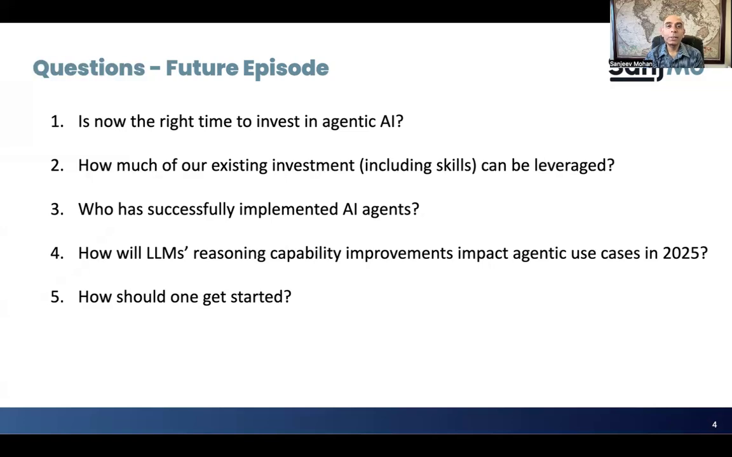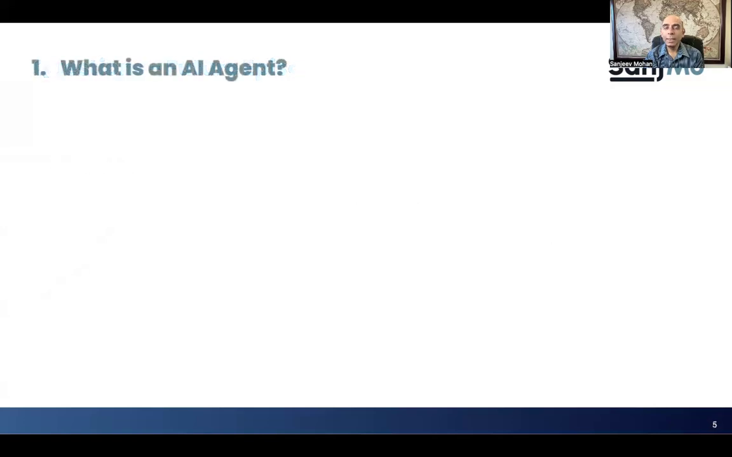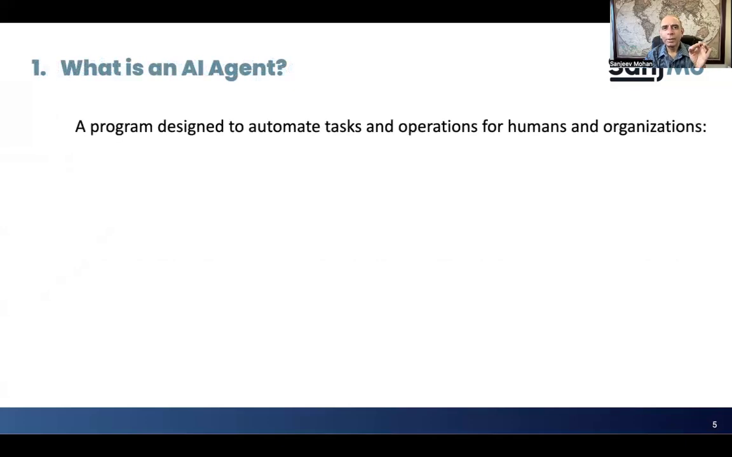So let's get started with our first question. What is an AI agent? A very basic answer is it's a program or a system designed to automate tasks and operations for humans and organizations. At this point, you may be asking, is that it? That's all it does? Automation? Well, what's such a big deal about it? Well, I'm glad you asked.